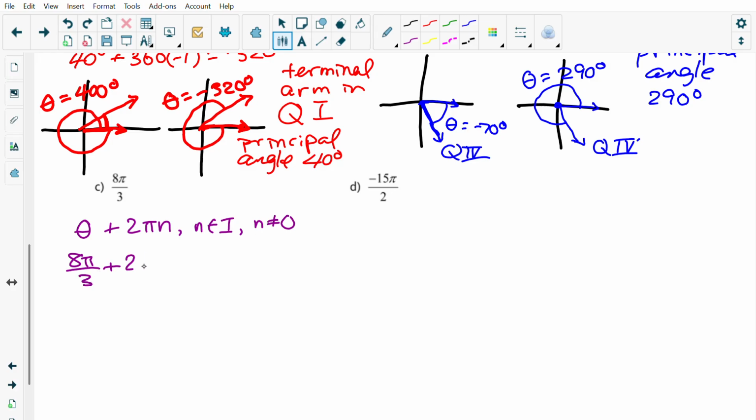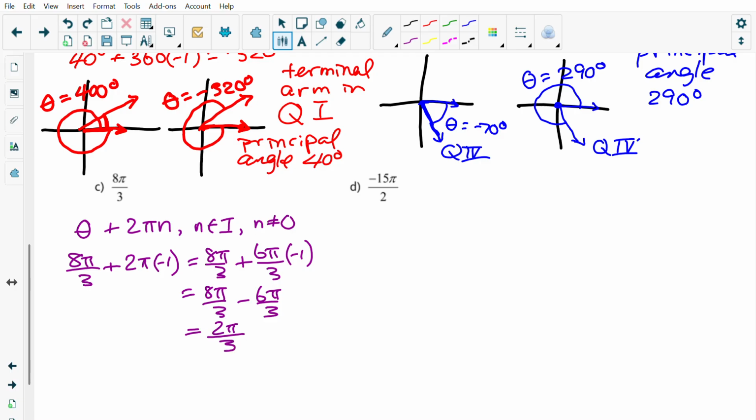Okay, so that's 8 pi over 3 plus 2 pi. Let's use an n value of negative 1. Okay, that's going to get us our positive angle. So that equals 8 pi over 3 plus 6 pi over 3 times negative 1. That's 8 pi over 3 minus 6 pi over 3, and that equals 2 pi over 3.